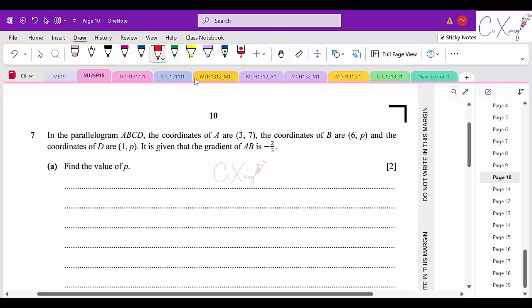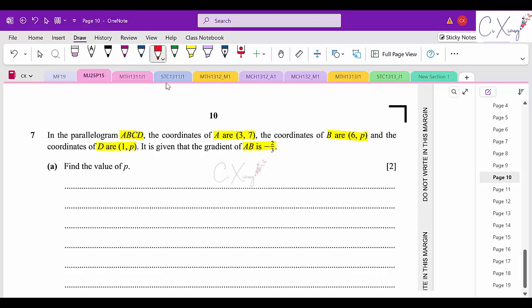We are now at question number 7. In the parallelogram ABCD, the coordinates of A, B, which is (6, p), and D are given, and it is also given that the gradient of AB is negative 2 over 3. Find the value of p.